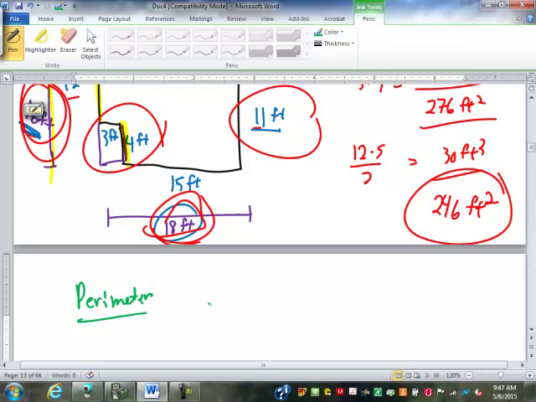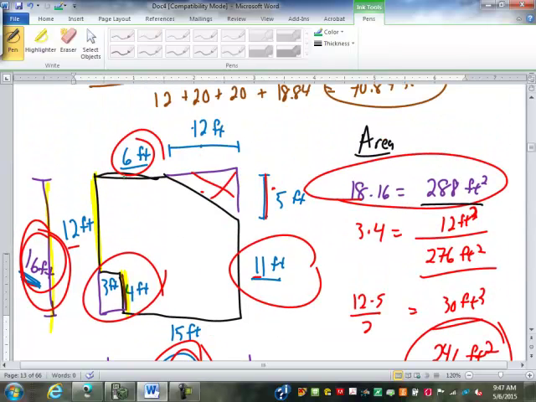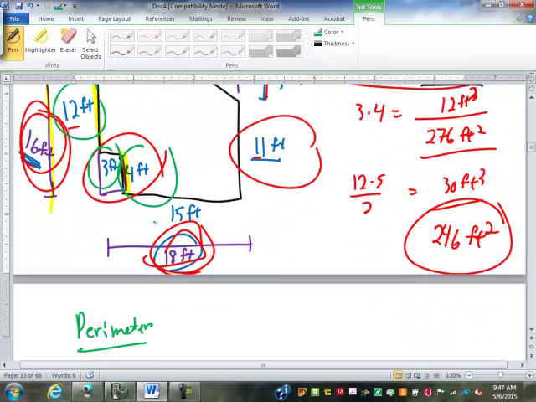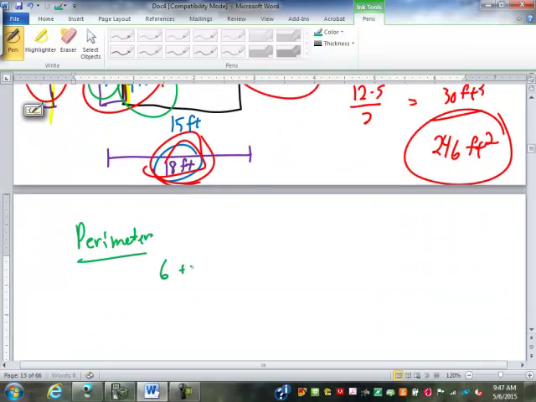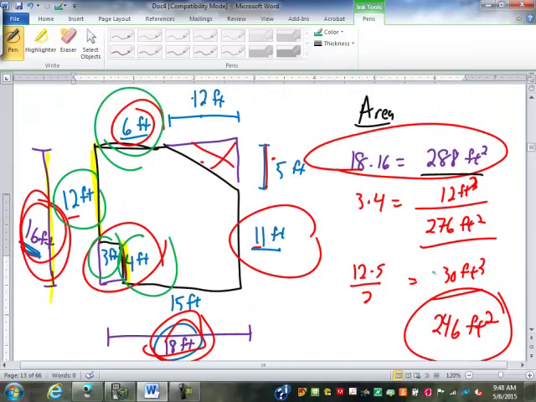What if I asked you to find the perimeter of that one? Well, we got 6, 12, 3, and 4. Let me write those down. Add up all the sides, right? Plus 15 plus 11 plus, I still need the length of this side right here, don't I? How do I find the length of that side?